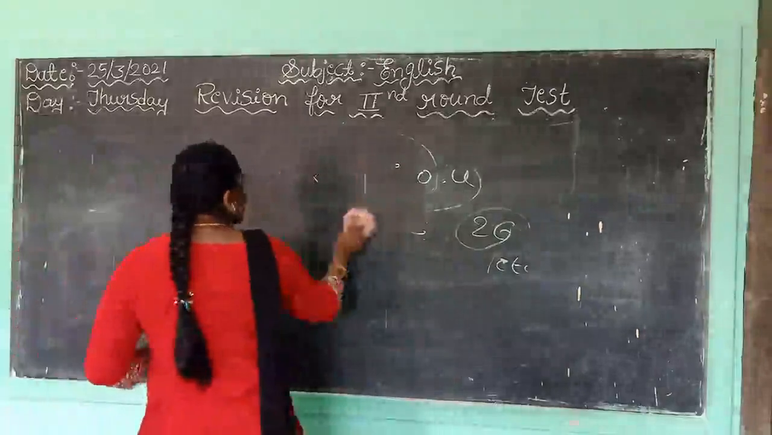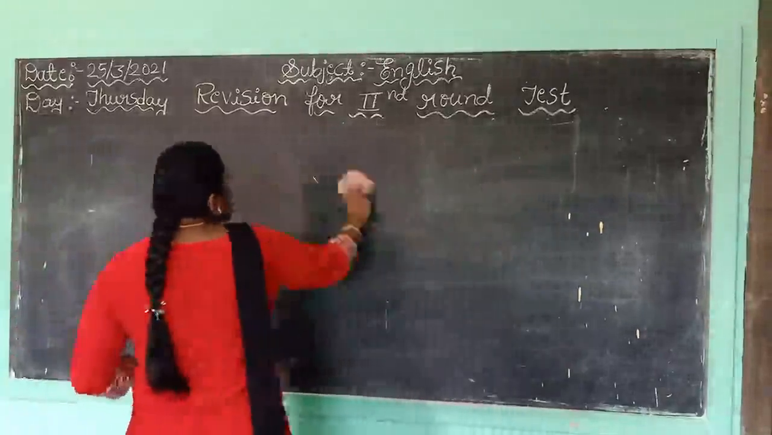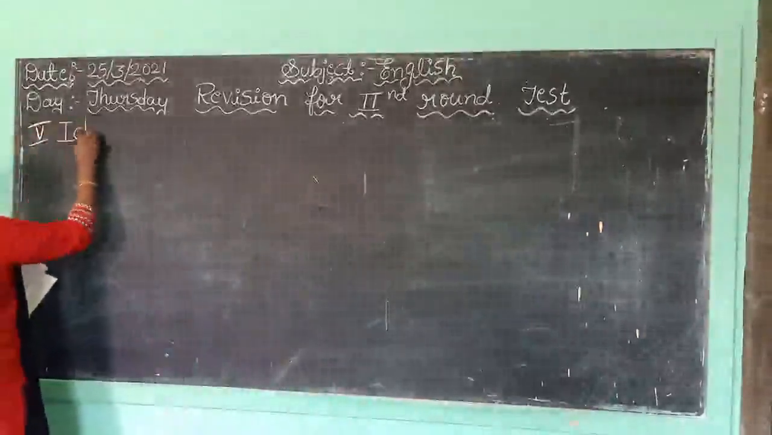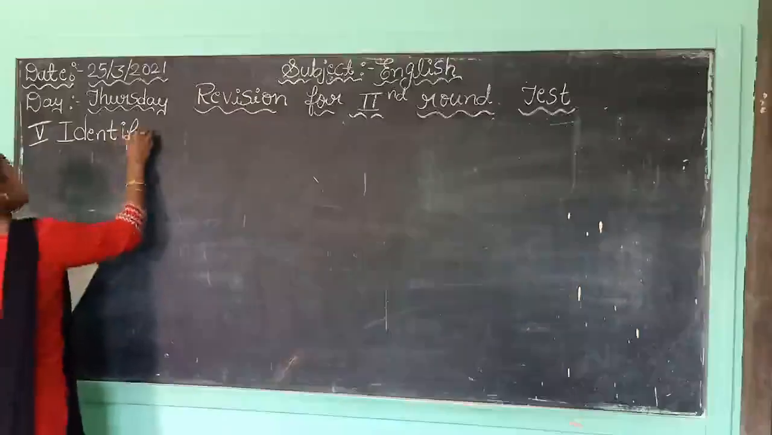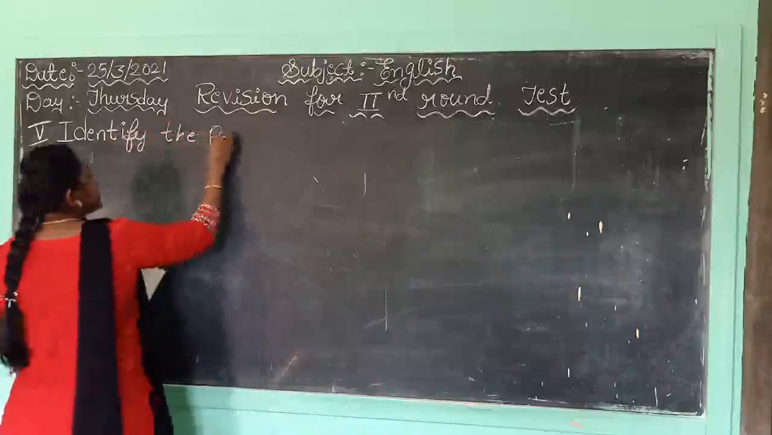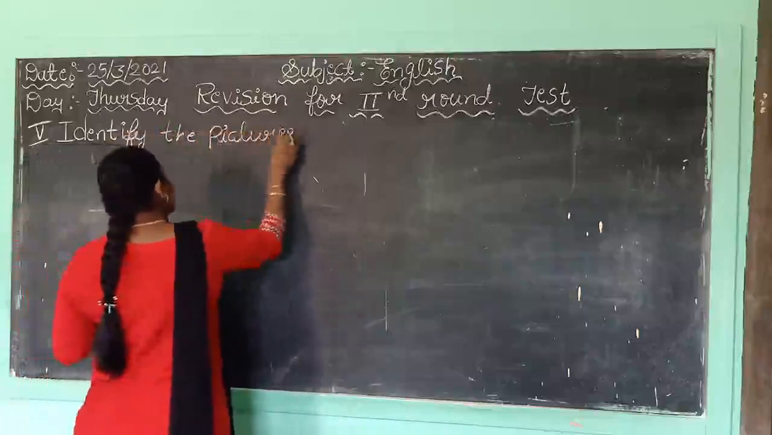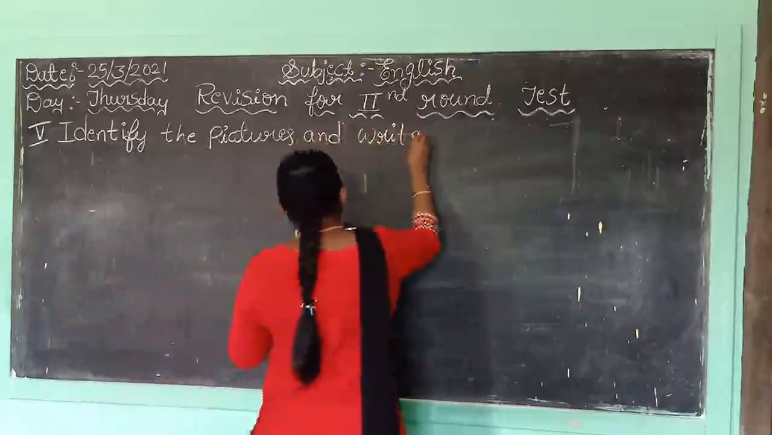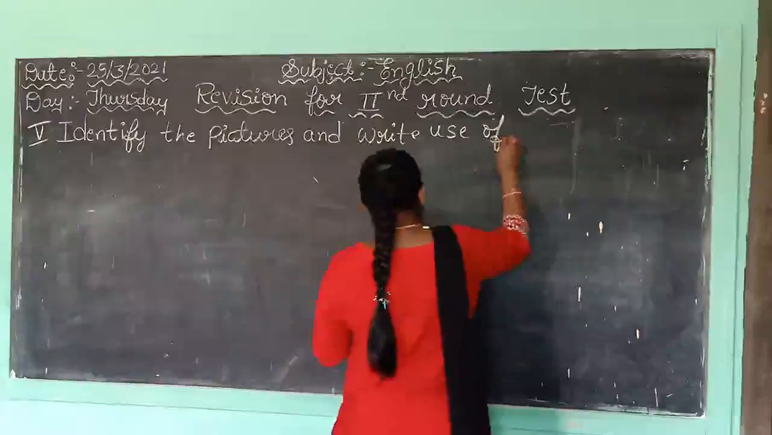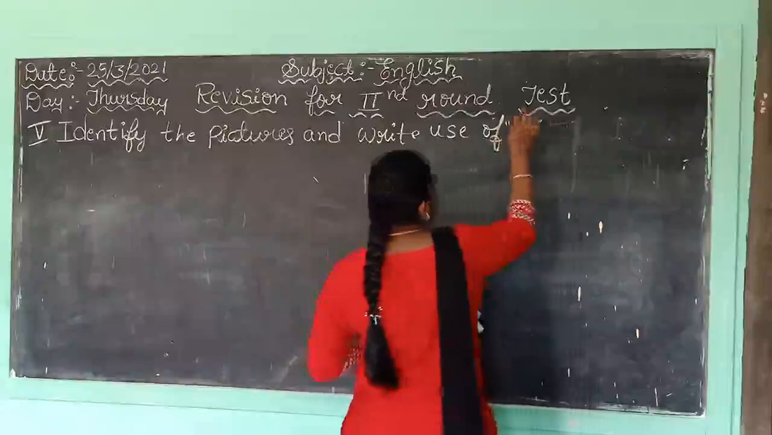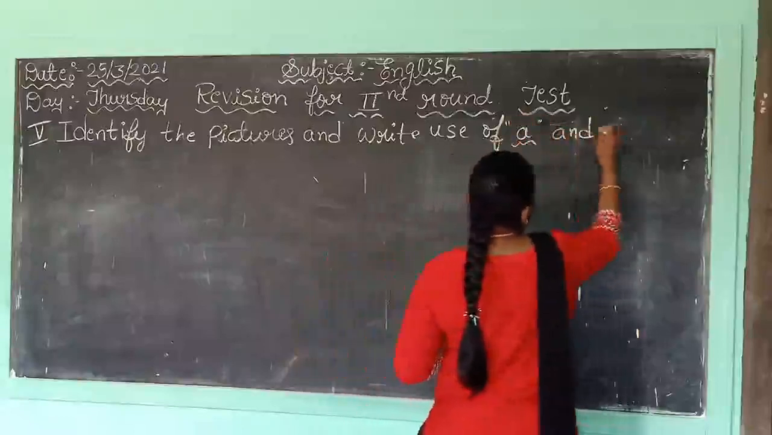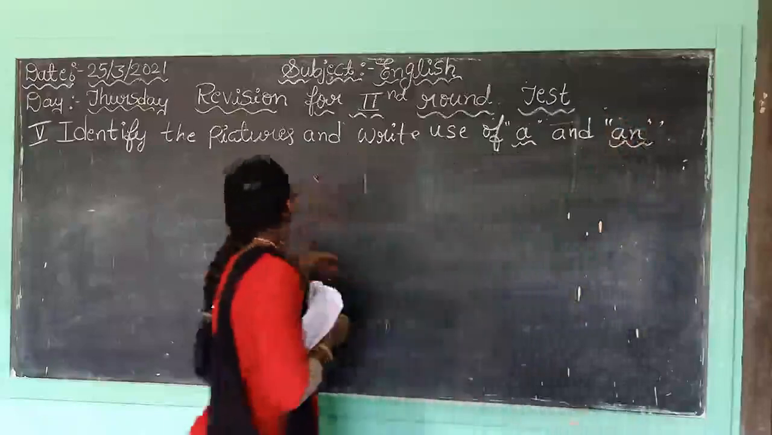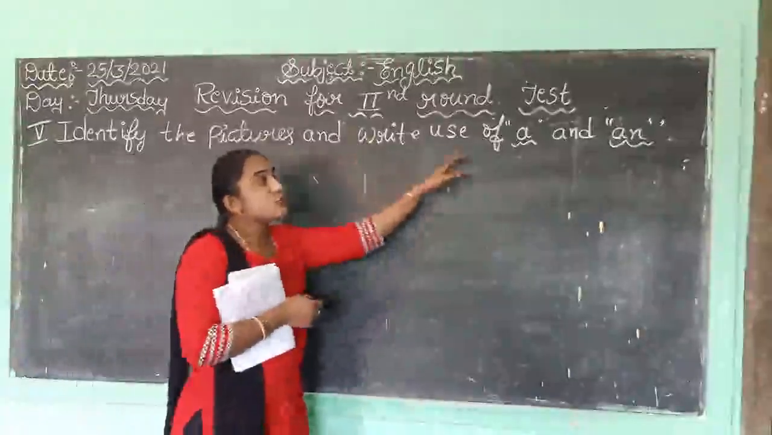So you also write it down in your class work. First you put the heading, children. This is fifth meaning. Identify the pictures and write use of "a" and "an". I put double inverted commas for the "a" and "an" articles. A and an. Okay, children, identify the pictures and write use of a and an.